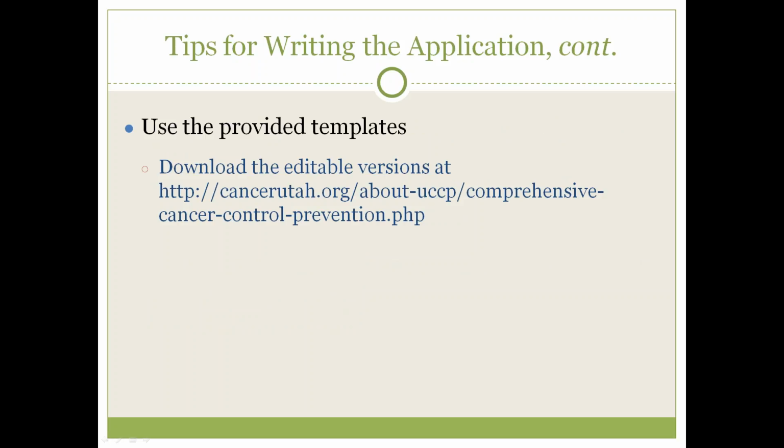Also use the provided templates. You can download the editable versions at our website listed there. That's also where you can see recorded versions of our webinar, and any questions that are answered will be posted there as well. So it's a great resource for you to both download those appendices we talked about to get the template, fill those out so that we get all the information we need from your application, and also where you can get more information on what we're looking for in projects. That way you should have a very good grant application.